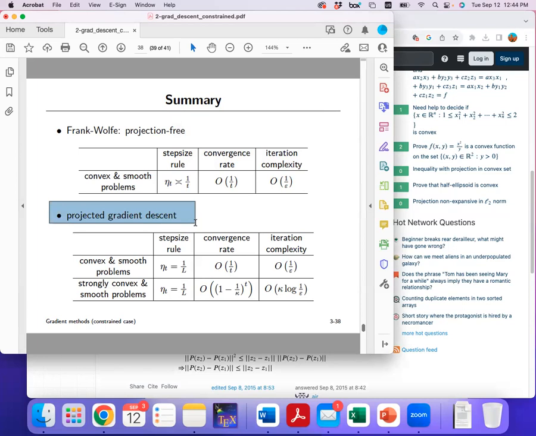Moreover, for projected gradient descent, we have two results. One is for convex and smooth problems. We choose this step size, and the convergence rate is the same, 1 over t, with the same iteration complexity. But if we further have strong convexity, then the convergence rate can be improved to a geometric convergence rate. So this is much faster, and the complexity becomes log 1 over epsilon. So the complexity is much smaller for strongly convex problems.